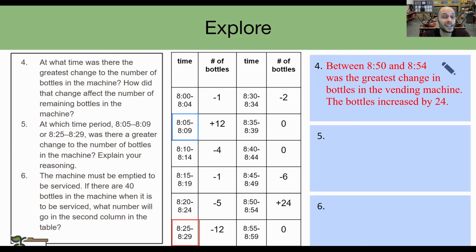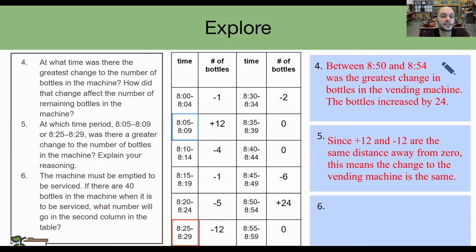Okay, welcome back. If you said plus 12 is the bigger change to the number of bottles, that's actually not correct. And if you said that negative 12 between 825 and 829 is the greater change to the vending machine, that's actually also not correct. So then what's the answer here? Since both of these numbers are 12 in the sense that one is positive, one is negative, that means between both of those time periods, there isn't a greater change. It's just that in one, you're gaining bottles, and in the other one, you're losing bottles.